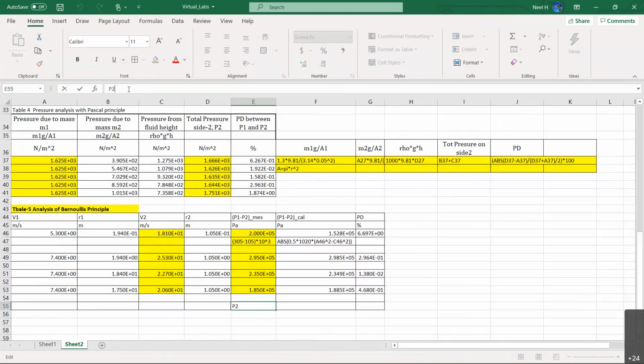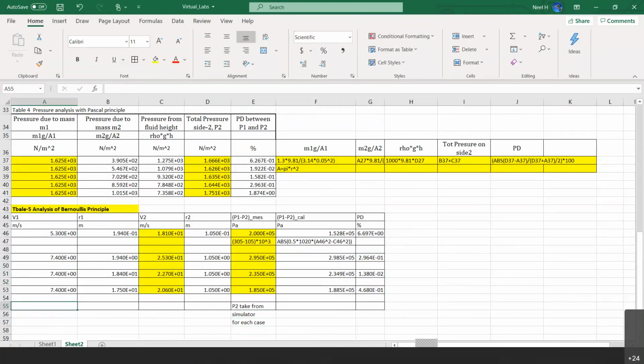You can do this later. You know how to use the simulator, so you have to observe this one. Take P2 from the simulator for each case, okay? And then all these calculations will be done automatically. You just need to copy paste these 2 lines into the rest of the calculation. You need at least 4 or 5 lines done for this last table, okay? Good, any question so far? Everybody okay?